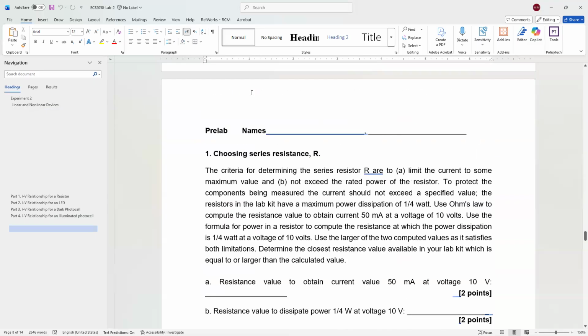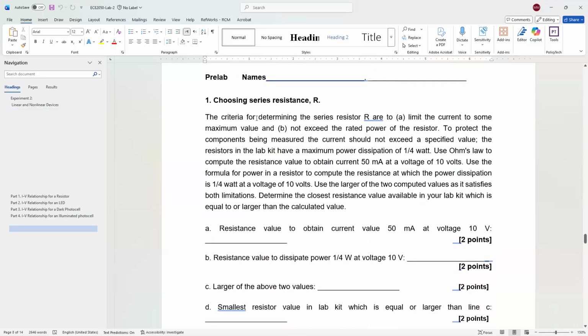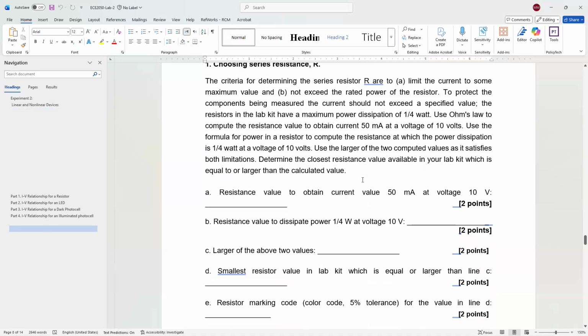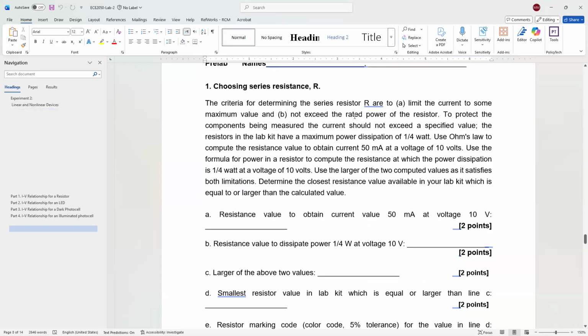So here in the pre-lab, the first part you have to do is how can you find the series resistance R? Okay. So here in the very beginning, I'm telling you, we need to find the value of R to achieve two things. Number one, I want to limit the current to some maximum value. Number two, I have to make sure we're not going to exceed the rated power of the resistor.